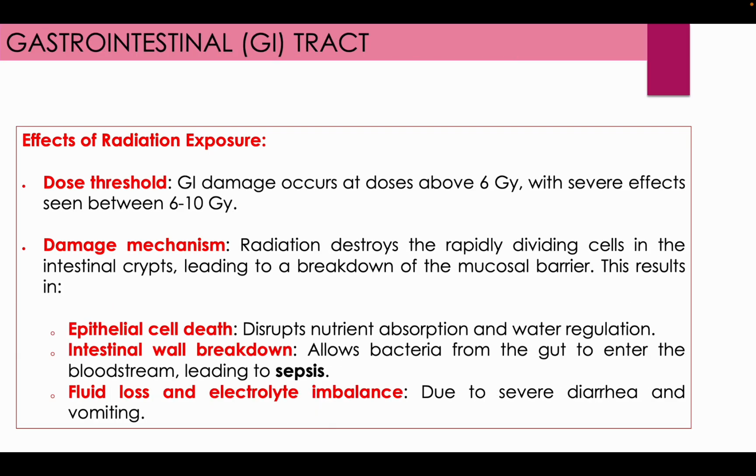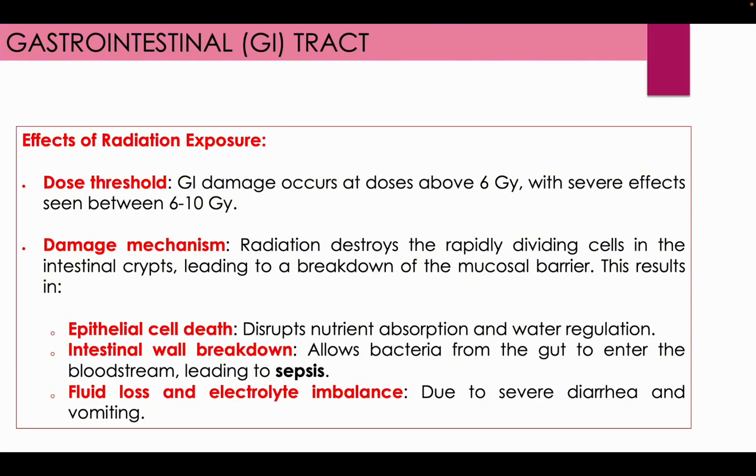Now, for the gastrointestinal or GI tract, the GI tract is the lining of the intestines. It is very vulnerable to radiation due to the rapid turnover of the epithelial cells, which are responsible for nutrient absorption and also maintaining the barrier against pathogens. When it is exposed to radiation, GI damage occurs at doses above 6 gray, with severe effects seen between 6 to 10 gray.